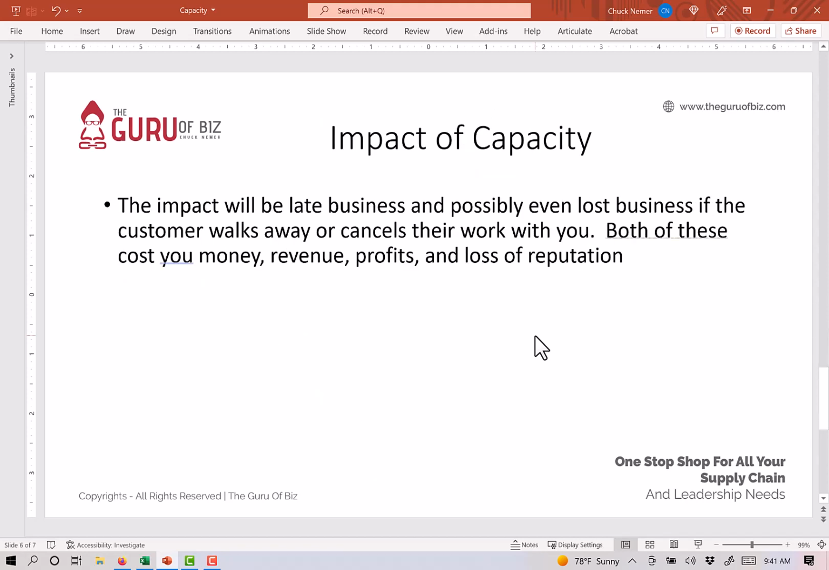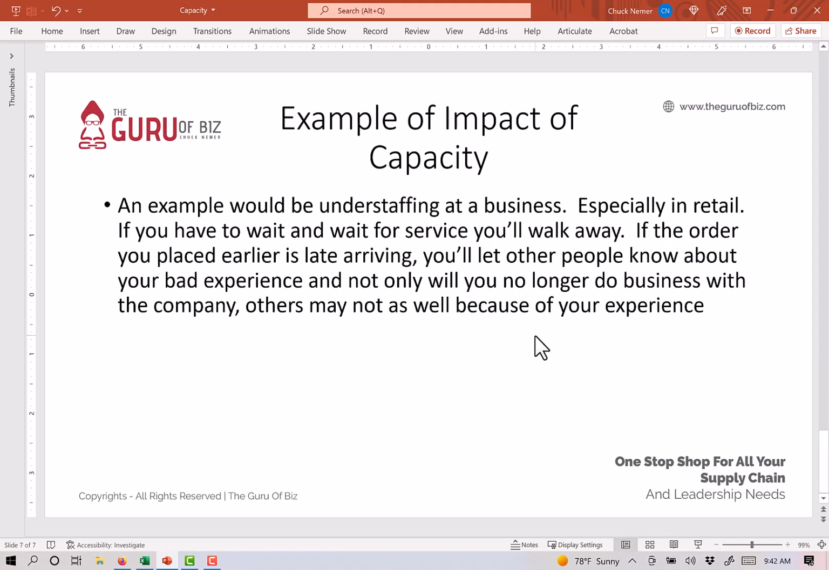Impact-wise, late business, possibly even lost business if the customer walks away or cancels their work with you or chooses not to do work with you down the road. So these can cost you money, these can cost you revenue and profits, as well as loss of reputation.